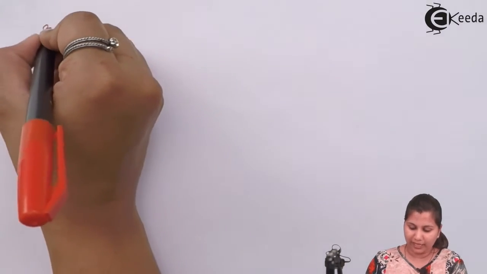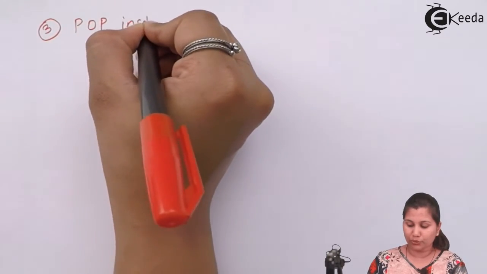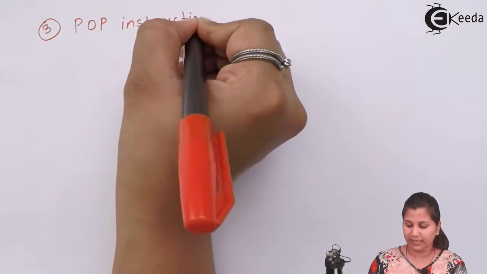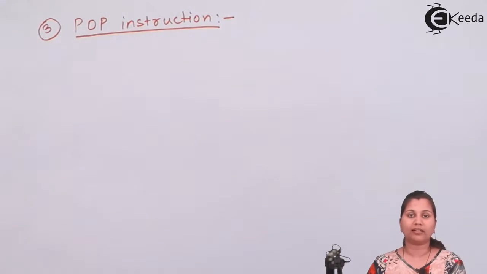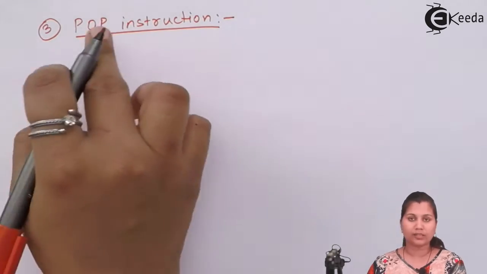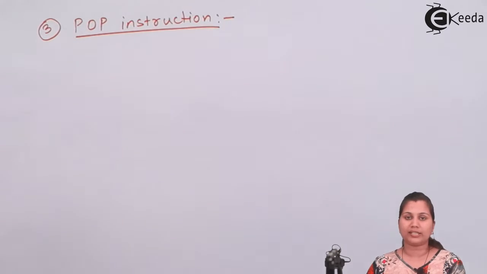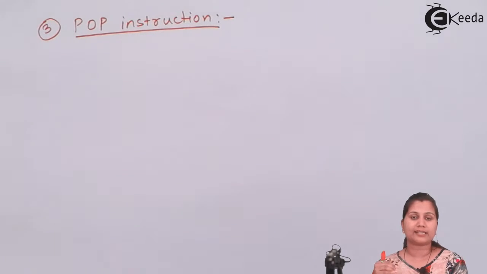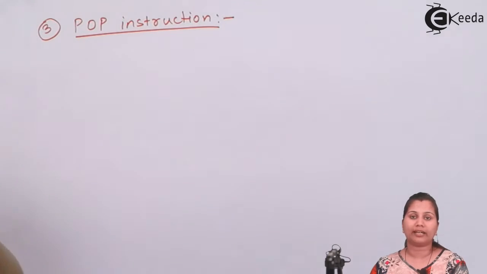Next instruction we have is pop. The pop instruction is used to retrieve the data from the stack. Whenever we want to get the contents of the stack, we use the pop instruction. The execution of this instruction is similar to the push instruction, but in the case of push the address is decremented by 2, whereas in the case of pop the address is incremented by 2.